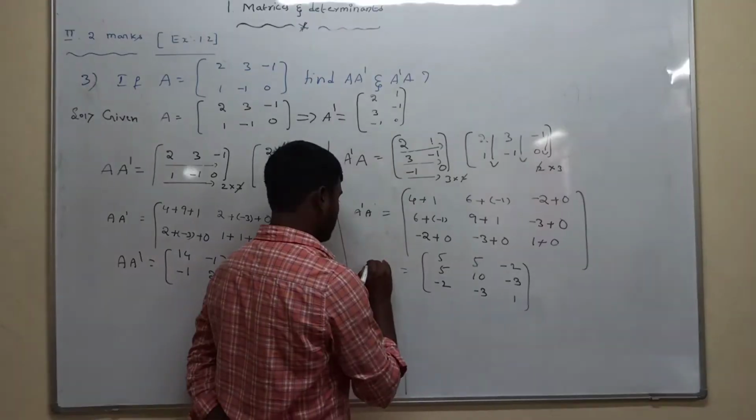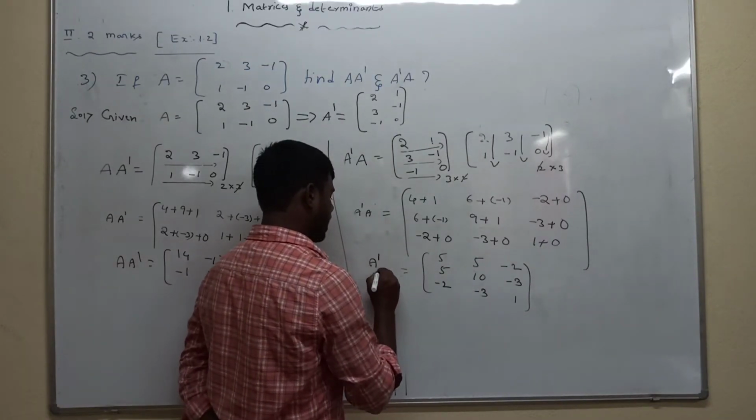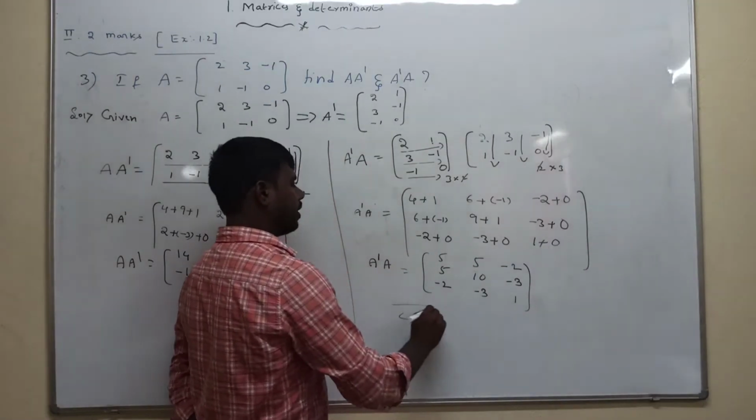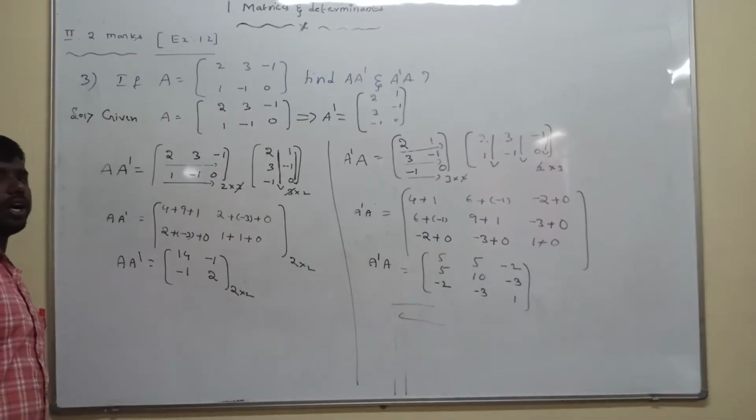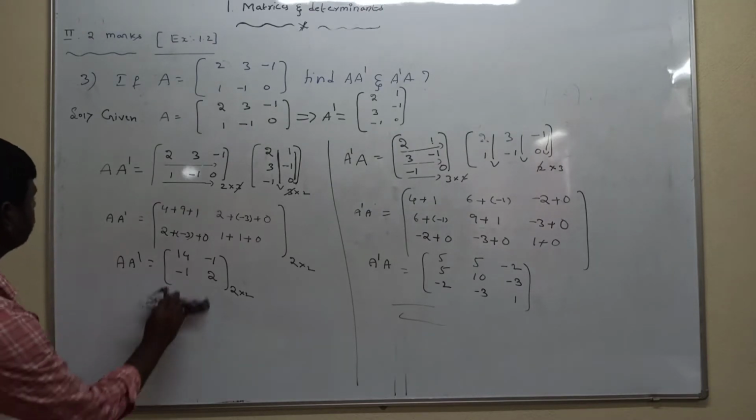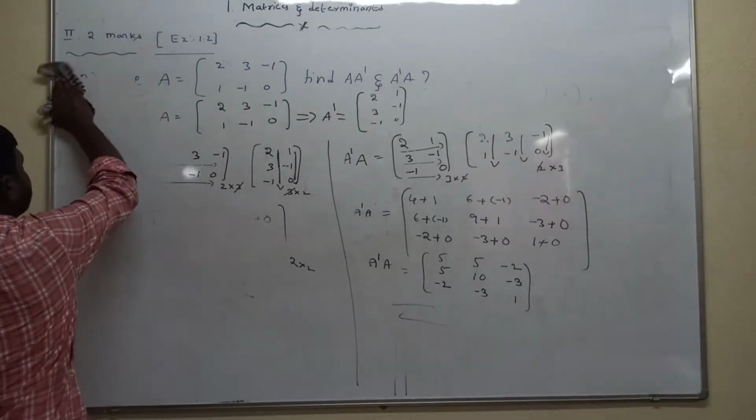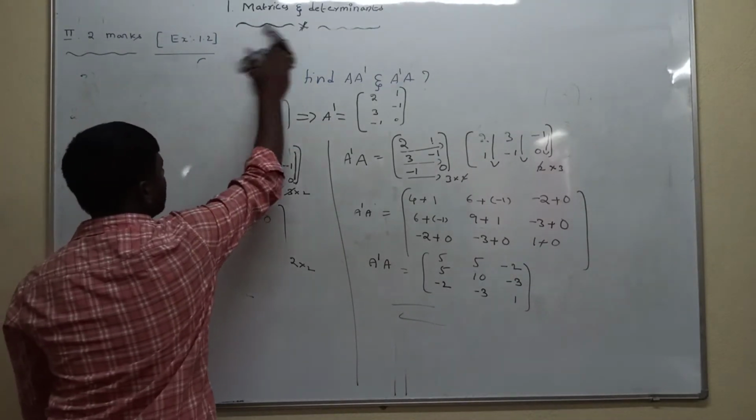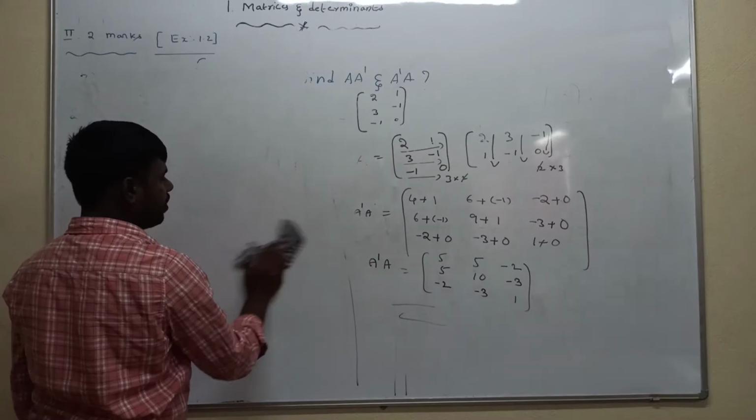So this is the required solution for the transpose of A into A matrix. So like that, to find the A into transpose of A matrix and transpose of A into A matrix. So you have understood, dear friends. Next we are going to the fourth problem. I think everyone is understanding this concept. Very easy.